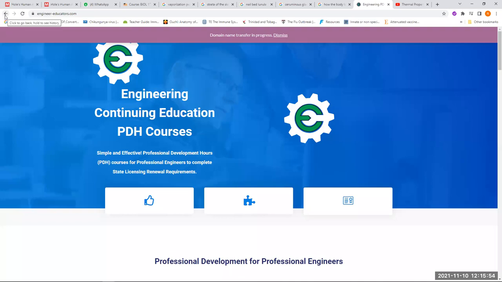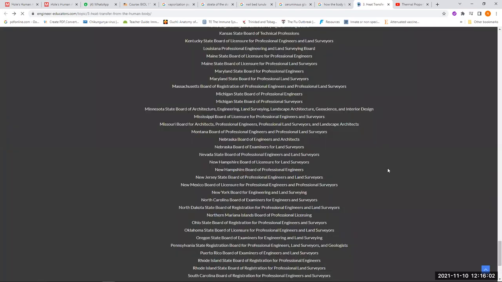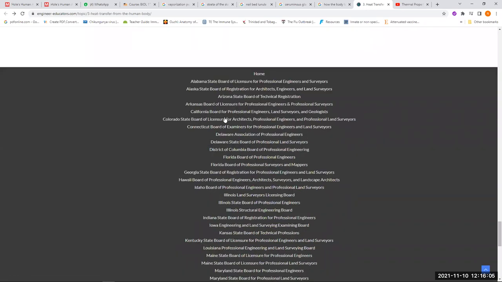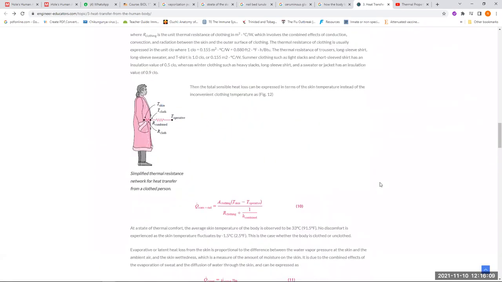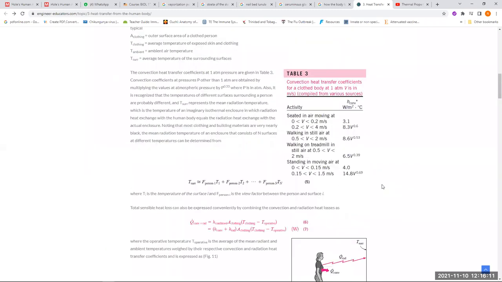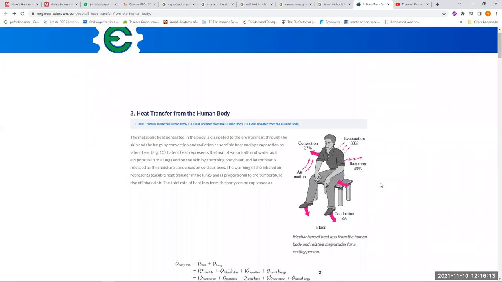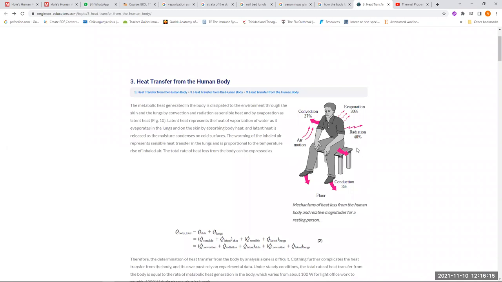Wow, that sounds really good. State licensing renewal requirements, and look at all these states, Alabama, Arkansas. So this is material that you use for getting your state licensing for engineers. So based on that, I would want to say this is pretty accurate. Yes, to answer the question, I would say yes.